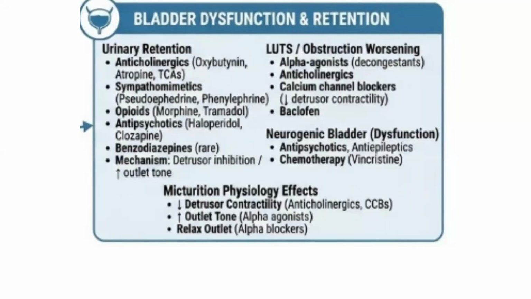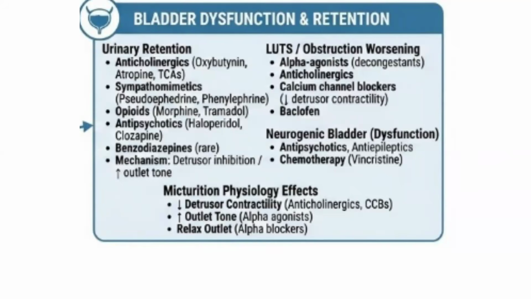Bladder dysfunction or retention: retention-causing drugs are oxybutynin, atropine, TCAs, which are anticholinergics, sympathomimetics such as pseudoephedrine, phenylephrine, opioids such as morphine, tramadol, antipsychotics such as haloperidol, clozapine, and benzodiazepines, rarely, causing detrusor inhibition or increasing the outlet tone. So that is the mechanism by which they cause urinary retention.